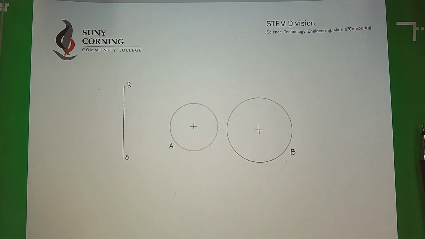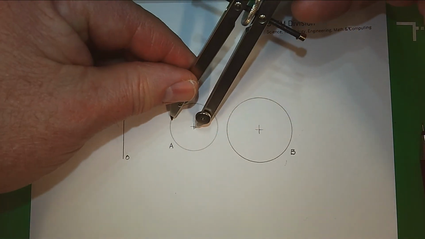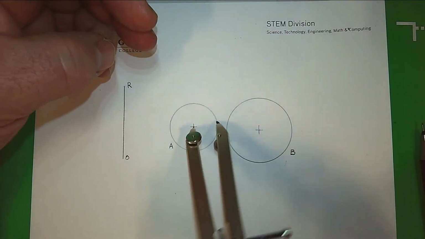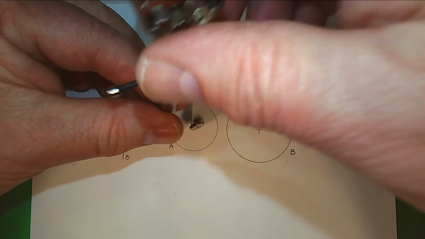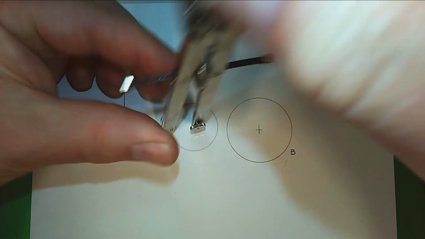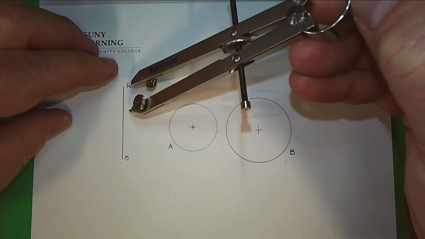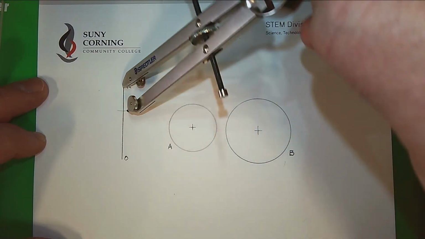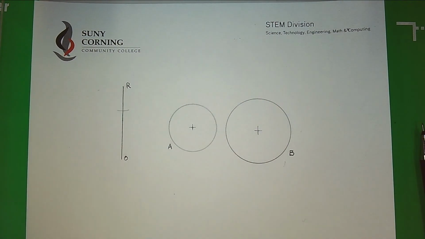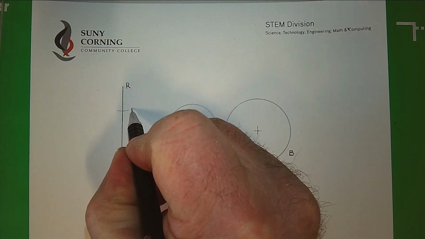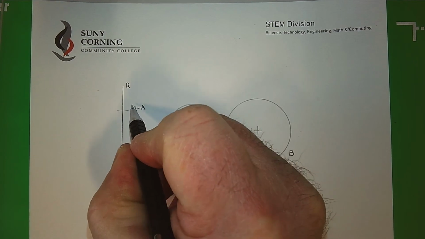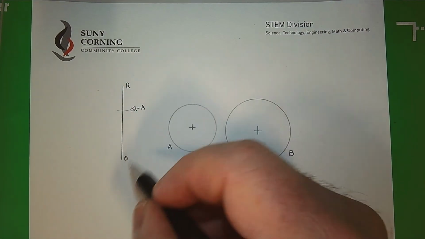So to begin with, we're going to set our compass to the radius of circle A and check to make sure that we're fairly good on the radius of circle A, and then we set our compass point at point R and set that radius across there, and we identify this as OR minus A. That's that length, OR minus A.